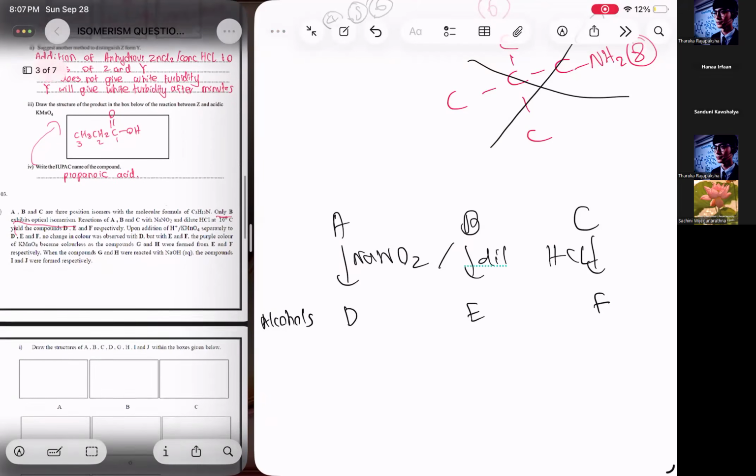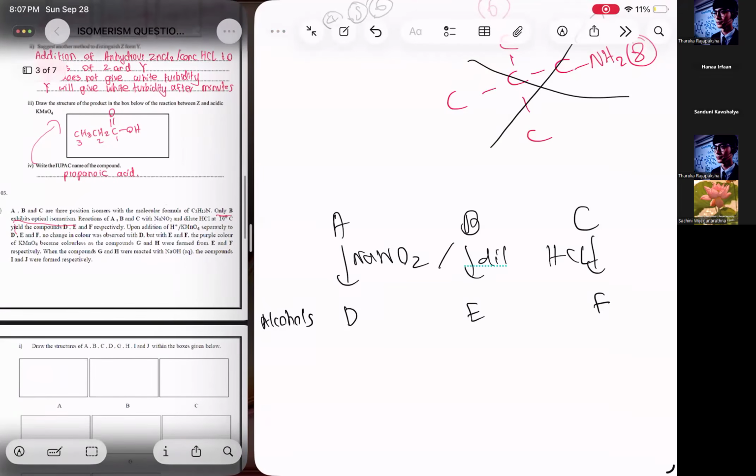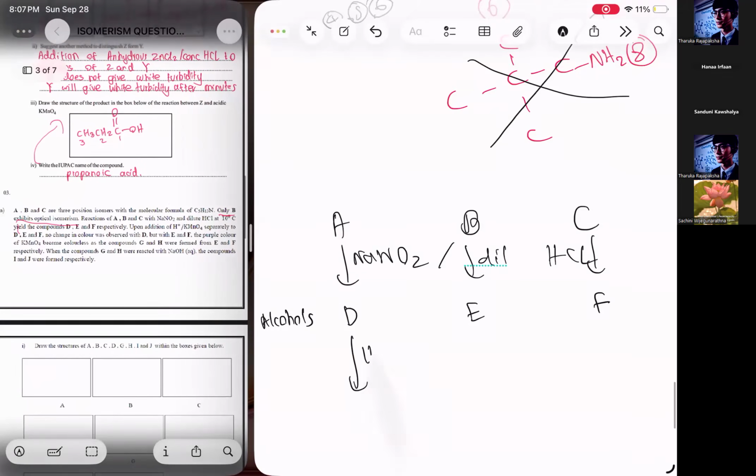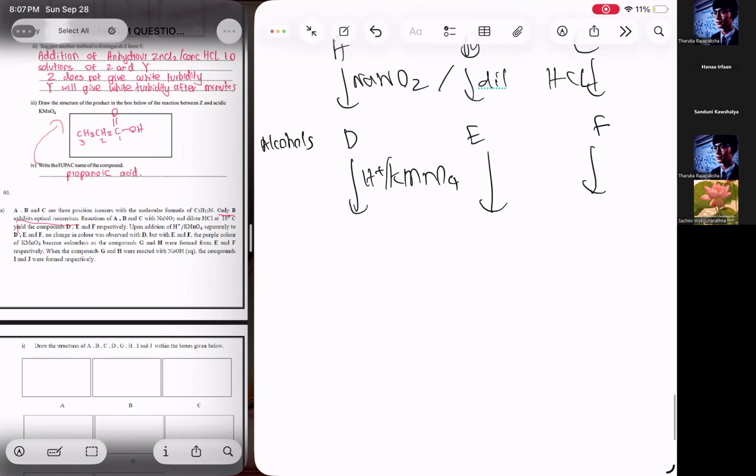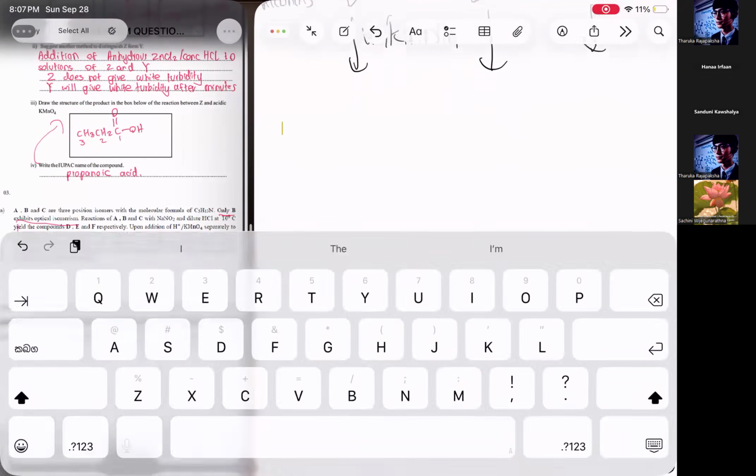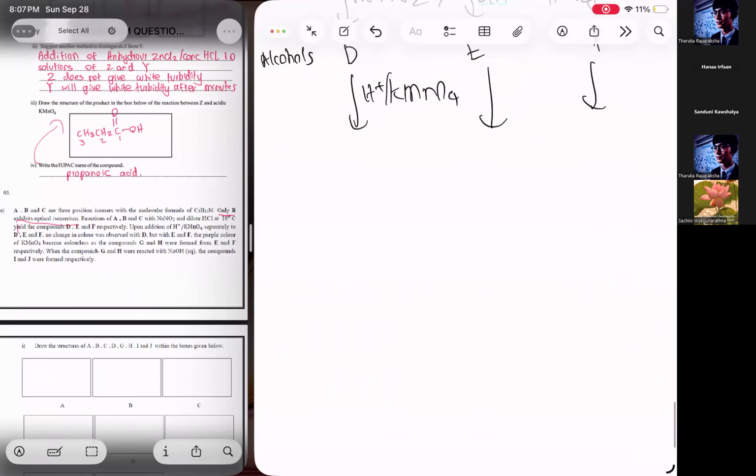Upon addition of H plus KMnO4 separately, no color change was observed with D. I told you H plus KMnO4 in the morning. If it doesn't oxidize with H plus KMnO4, it should be a ketone, right? Sorry, not a ketone, it should be a tertiary alcohol, right? Something like this.